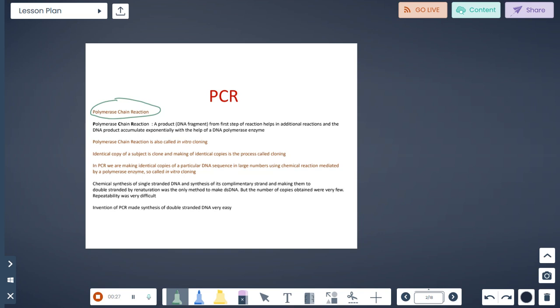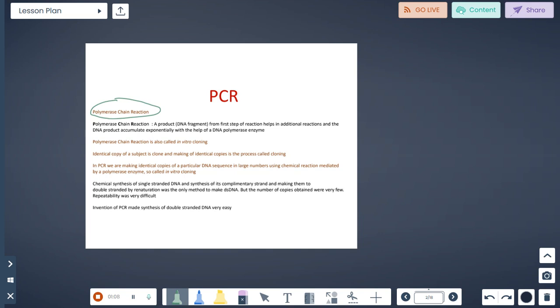A product from the first step of a reaction, if it is helping in additional reactions and if it is accumulating exponentially, then we call that a chain reaction. So in the case of PCR, a product DNA fragment is formed from the first step of the reaction, and in the additional reactions it gets accumulated with the help of an enzyme called DNA polymerase. That is why it is called a polymerase chain reaction. The chain reaction is enhanced by a polymerase.